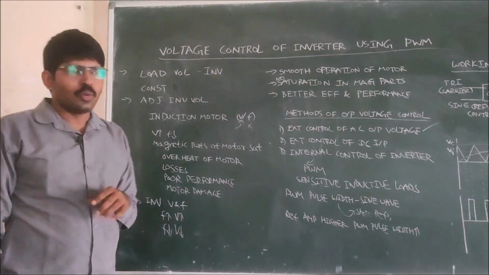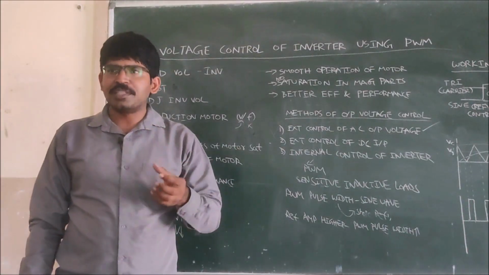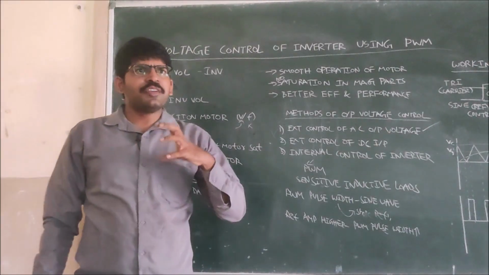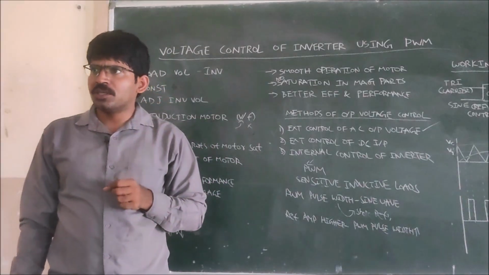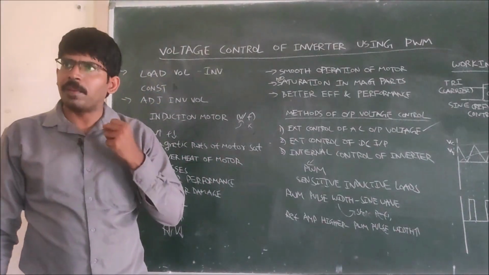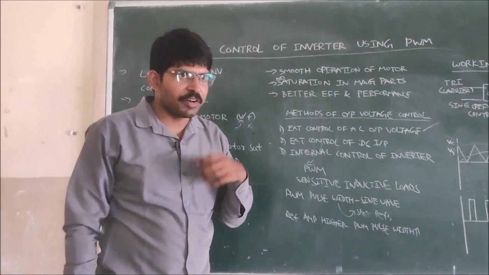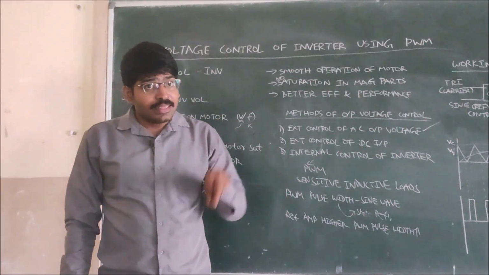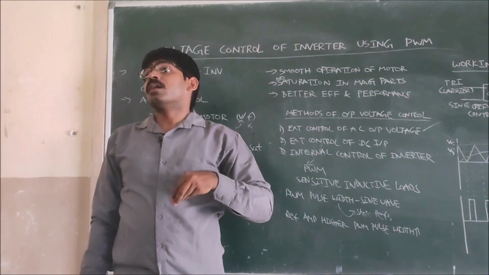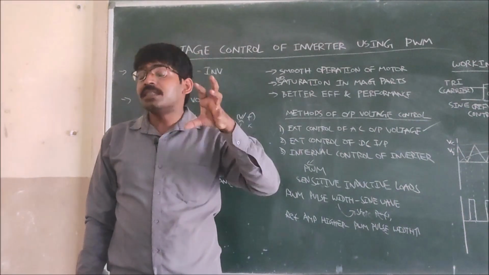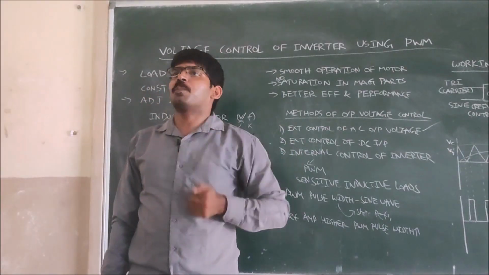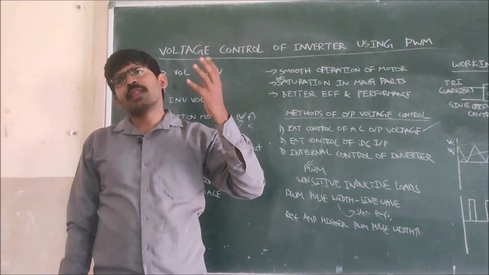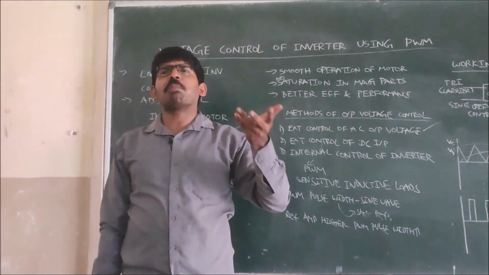Now we are discussing voltage control of inverter by using pulse width modulation. Generally, whenever we operate the AC loads, they require constant supply. That does not mean they require DC supply. Definitely we are operating the AC loads. They require a constant AC RMS, example 230 volts RMS supply. If the supply is low or supply is high, the load might not operate properly.